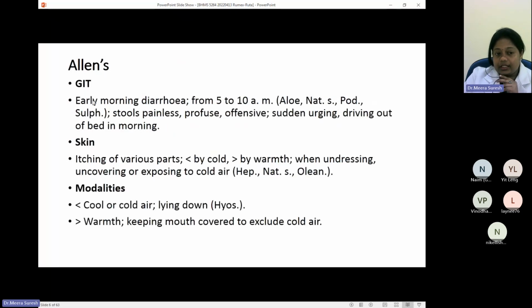And as I told, the GIT symptoms are very important. The early morning diarrhea from 5 to 10 a.m. The person will be getting up and rushing to the toilet. This early morning diarrhea we can see in natrum sulf, psorinum, sulfur, and all these medicines, natrum sulf, psorinum, and sulfur, can also be indicated in respiratory complaints.